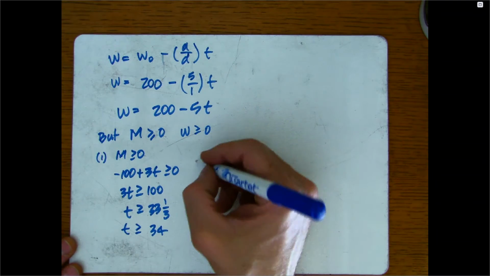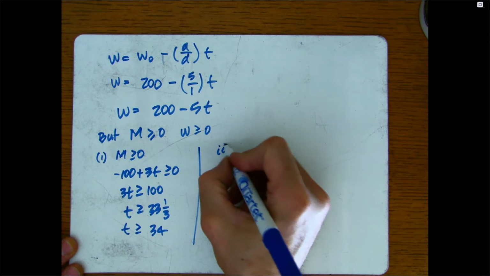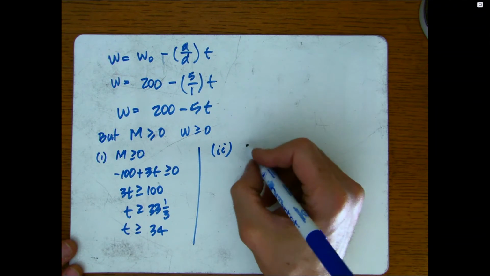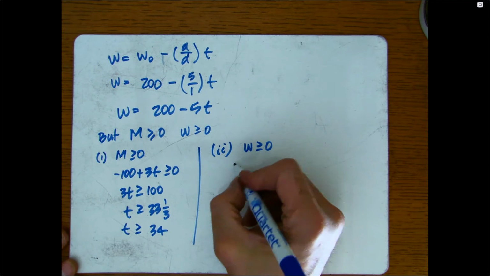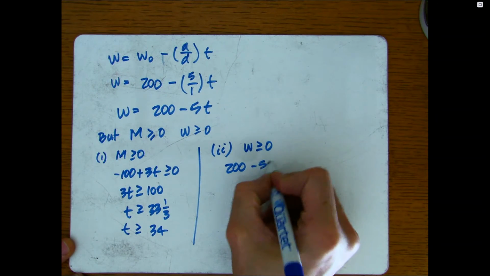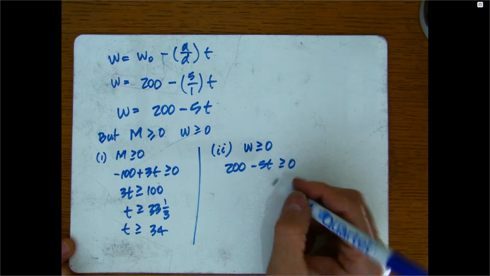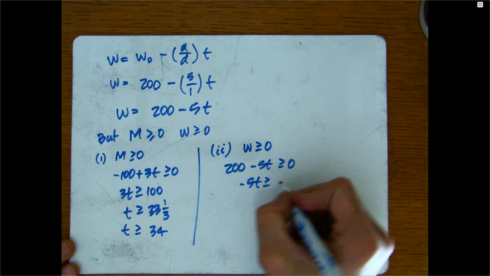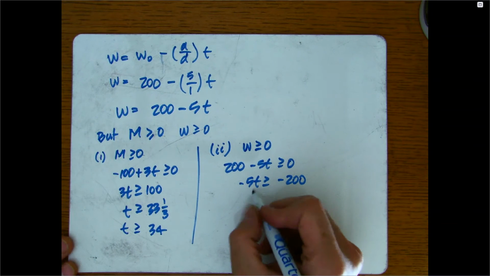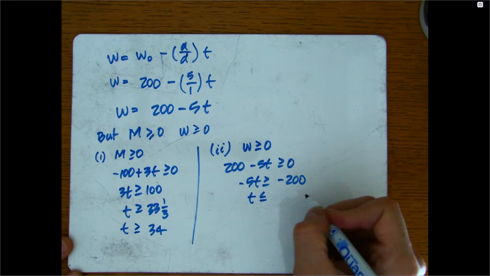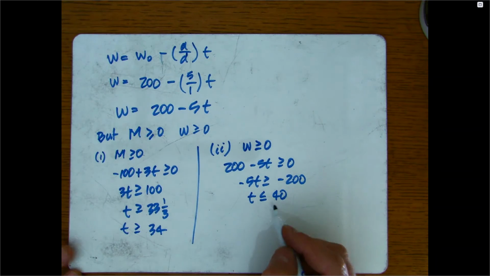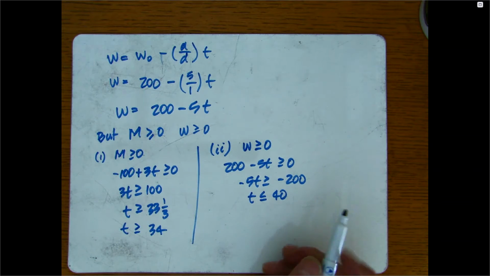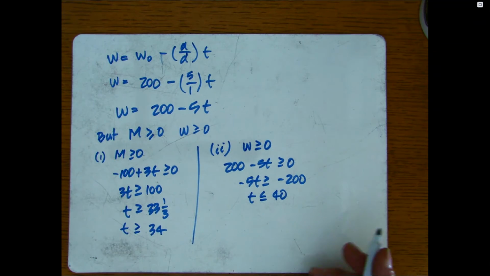So let's play this game again using the women. If we say that the number of women has to be greater than or equal to 0, what we're really stating is that 200 minus 5t has to be greater than or equal to 0. So negative 5t is greater than or equal to negative 200. Dividing through by negative 5 and switching our sign, we get t less than or equal to 40. And that's kind of nice, because what we know about t, in order for men and women to be non-negative, is that t has to be between 34 and 40.